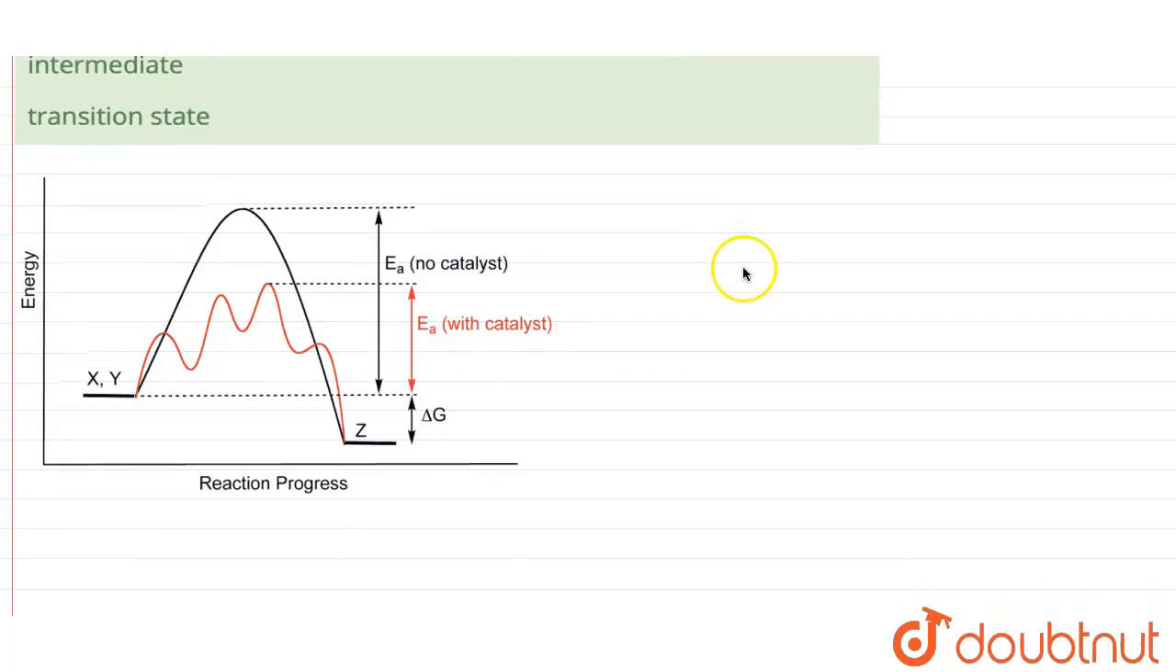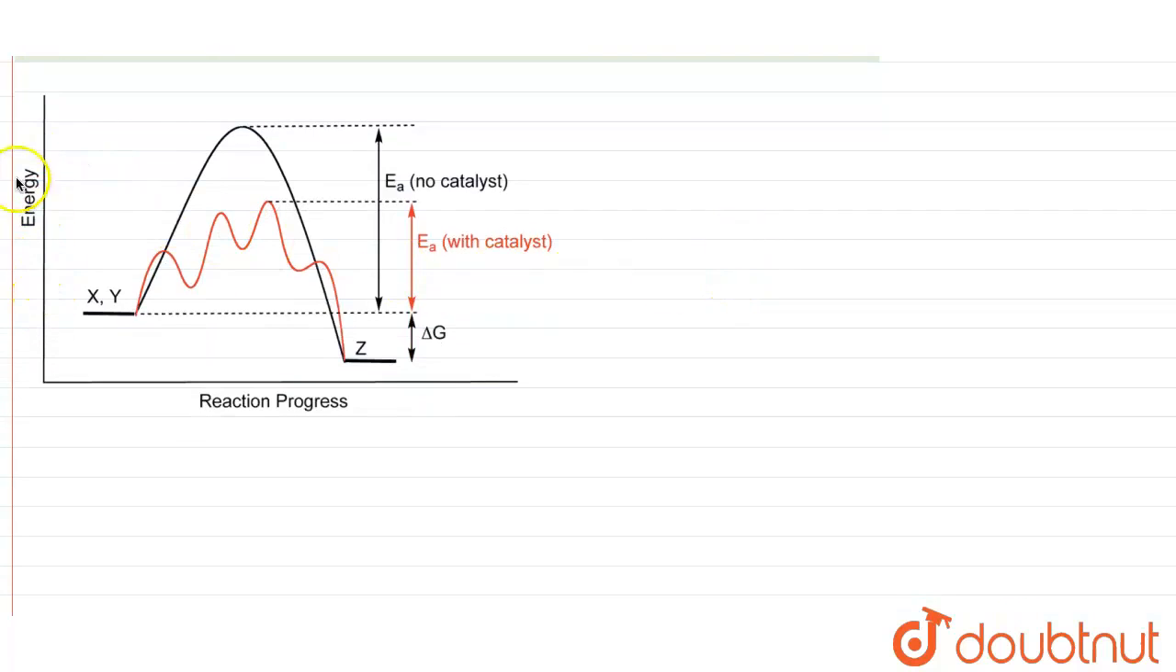So if you see, there is a graph given of energy and reaction progress. So here we have the molecules X and Y, right? In the reactant side, I have X plus Y giving, at equilibrium, Z. So reactants are X plus Y and the product is Z.